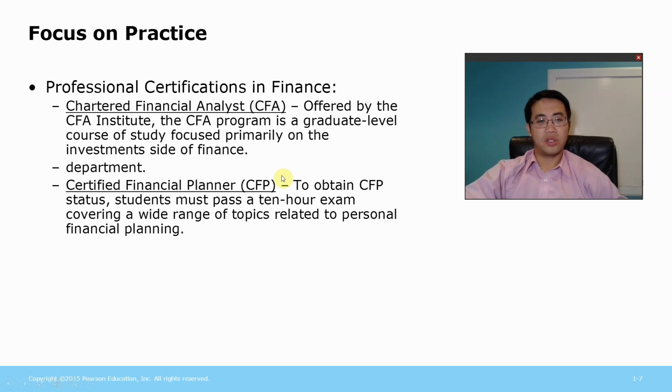Another certificate which is easier to get is a CFP, or Certified Financial Planner. You can pass a 10-hour exam with a wide range of topics related to financial planning. Based on the CFP, you can be a consultant, either working for a fund company like Edward Jones or Charles Schwab.